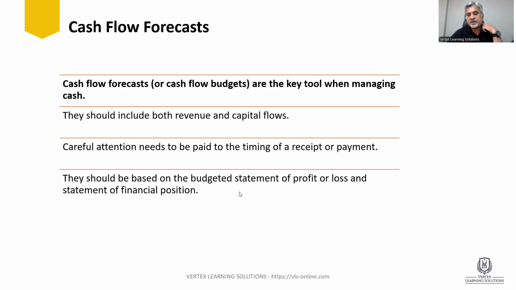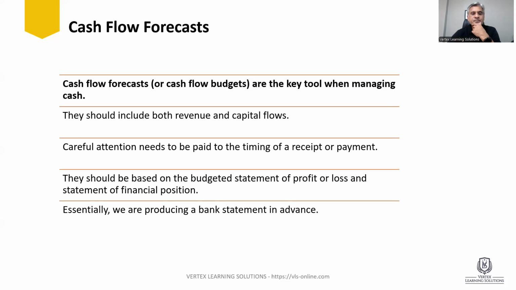They should be based on the budgeted statement of profit or loss and statement of financial position. Of course, the cash flow statement you make after the P&L and balance sheet. So first you make your profit and loss based on sales and expenses and so on, and based on that, you make your cash flow forecast. Essentially, we are producing a bank statement in advance.